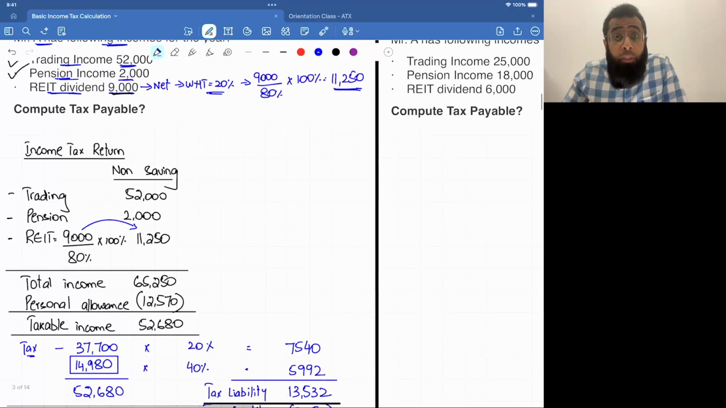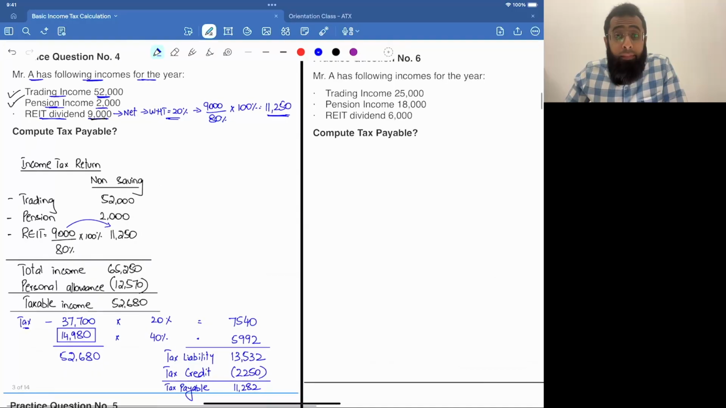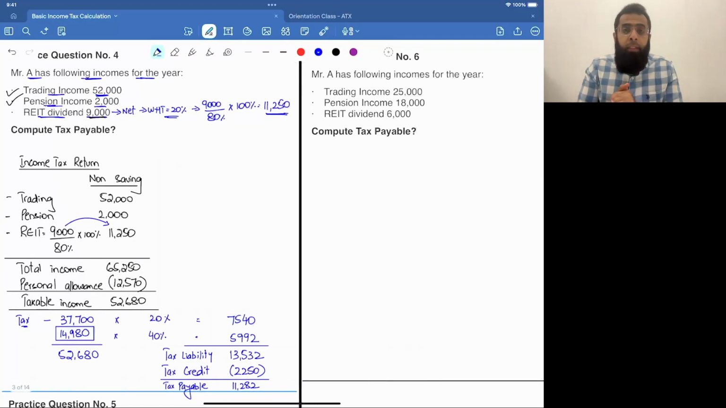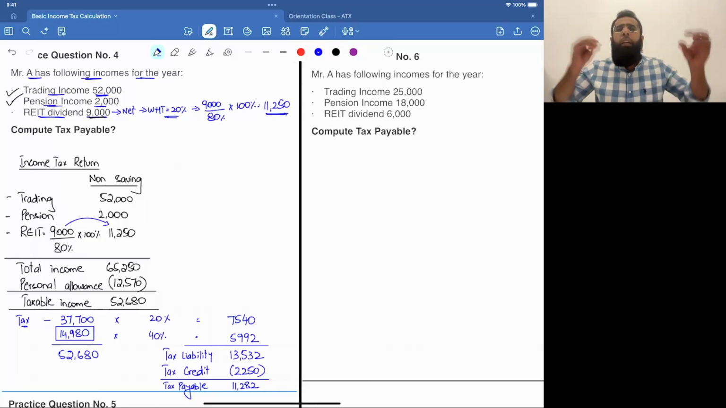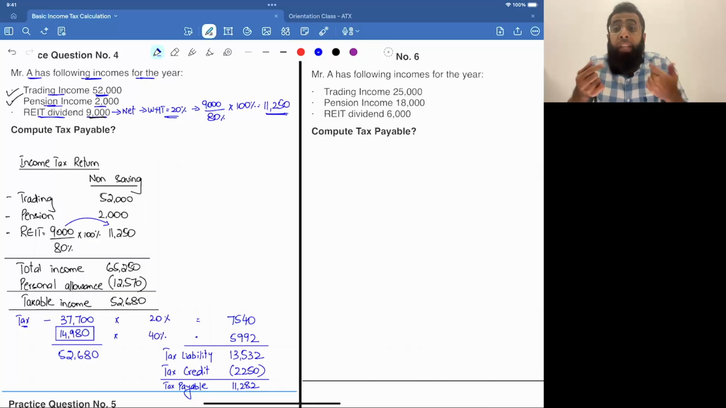Sir, will you repeat it again? Yes. How is it possible that I will not repeat? By now you should know me. Trading income is a simple non-saving income. Pension income is a simple non-saving income. Real estate investment trust is a mutual fund in which a lot of people put in their money. They invest in the real estate market. They earn from that through the capital gains because they buy and sell real estate, and the rental income. Whatever they earn, they distribute it to their investors in the form of dividend.